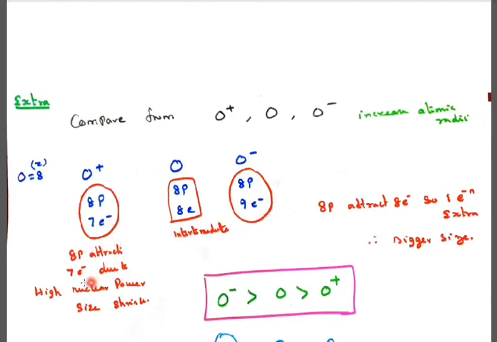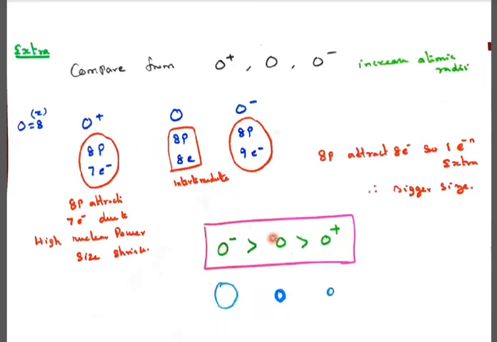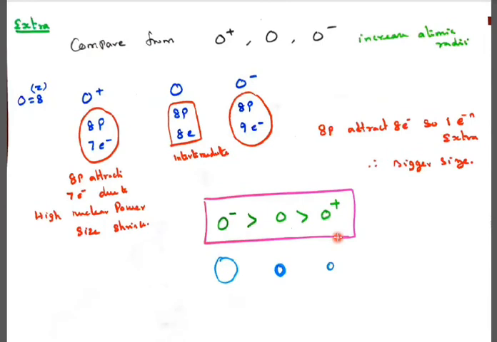8 protons will attract 7 electrons due to the higher nuclear pull, so the size will shrink. So it is intermediate here. Here 8 protons will attract the 9 electrons very less, so due to that the size is larger. So the size is greater for O-, then O is intermediate, and then O+ is very, very small.